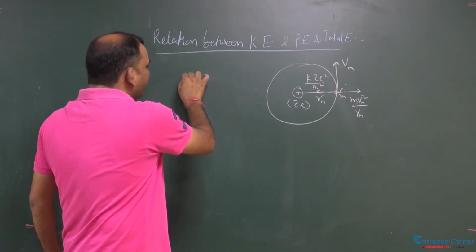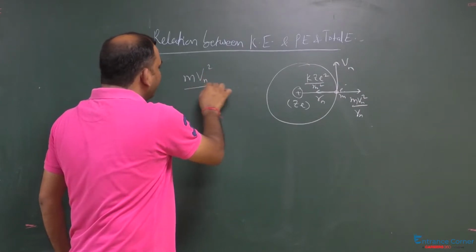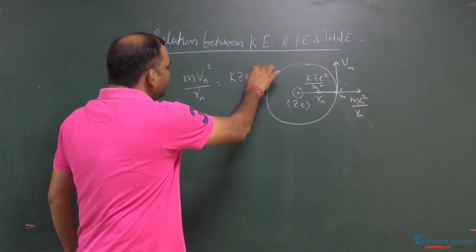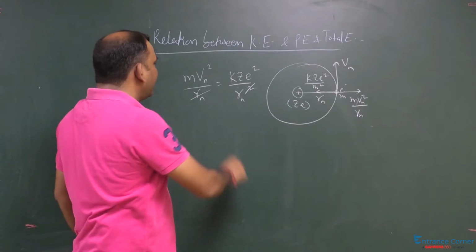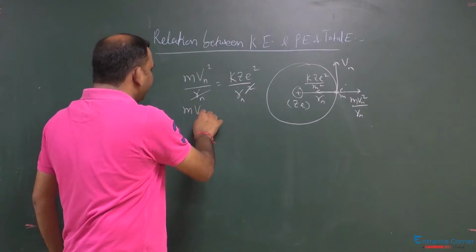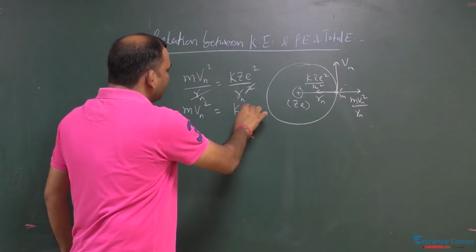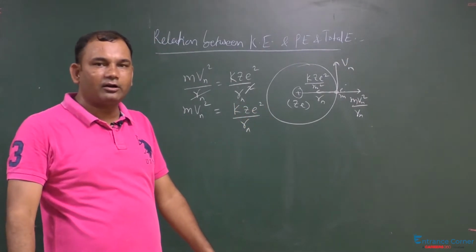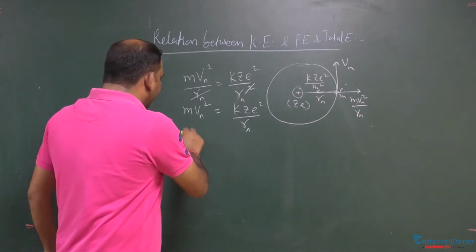So, from the force balance we can write mVn square by Rn is equal to kZe square upon Rn square. One Rn will cancel out. From there we can calculate the value of mVn square, that is equal to kZe square upon Rn. Understand or not?